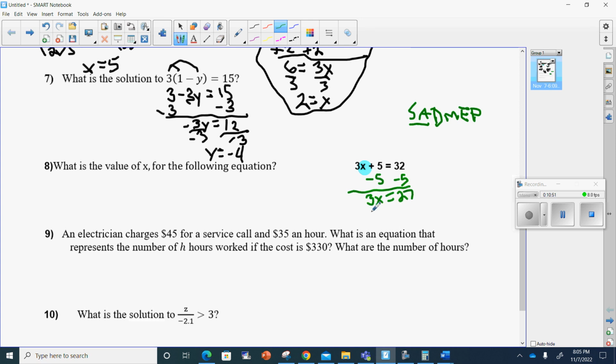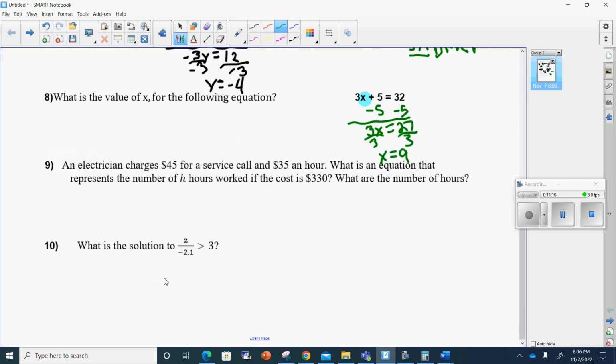Now I got to get 3 by itself, so I'm going to divide it away. And whatever I divide from one side, do the other. The reason we're dividing is because 3 is being multiplied to x. The opposite of multiplication is division. X is going to come down now that I have 3 divided by 3, and that's 1. That's what I want, 1x left over. And now I have 27 divided by 3, and that's 9. So this is going to be 9.